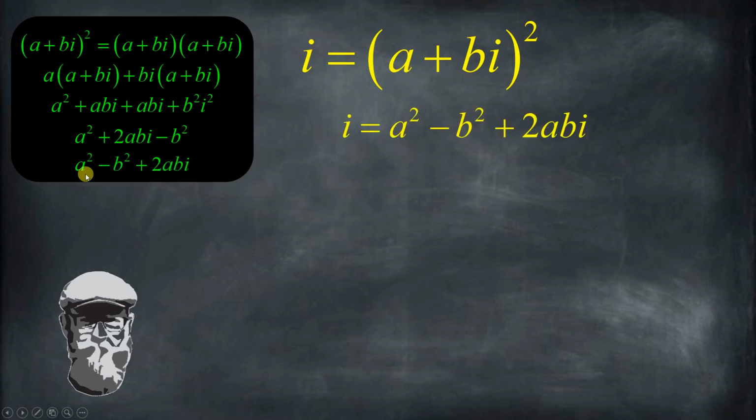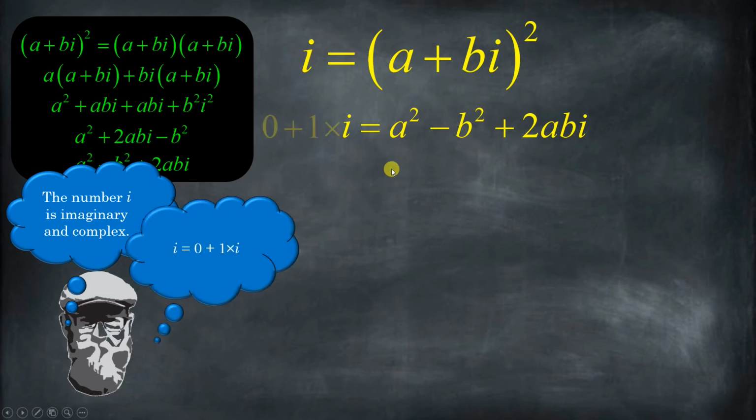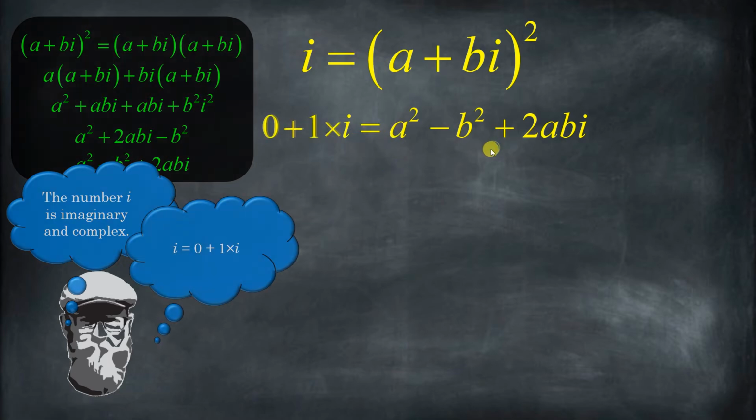Now, let's go ahead and rewrite that as a complex number. So these parts are real, and this part's imaginary. So this is the real part, this is the imaginary part. So i is a complex number. It's 0 plus 1i, which is equal to a squared minus b squared plus 2abi. Do you see? So 0 plus 1i, there we go. Now here's why we did that.